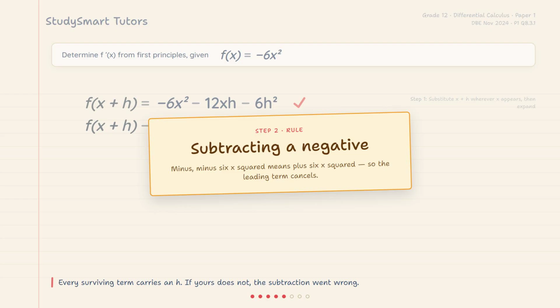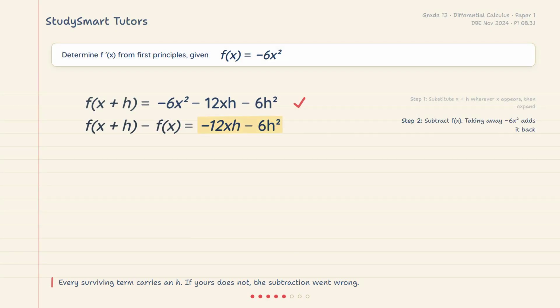You are subtracting minus 6x squared, and subtracting a negative adds it back. So minus 6x squared plus 6x squared is nothing, and the leading term is gone. You are left with minus 12xh minus 6h squared. And notice that every surviving term carries an h. That is not luck, and it is what makes the next step possible.